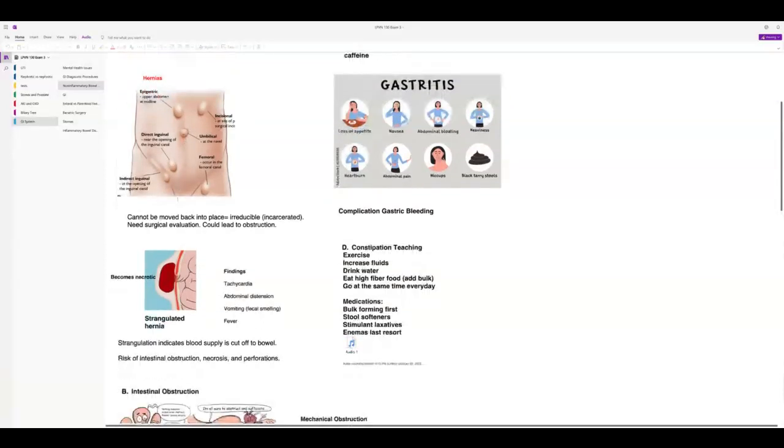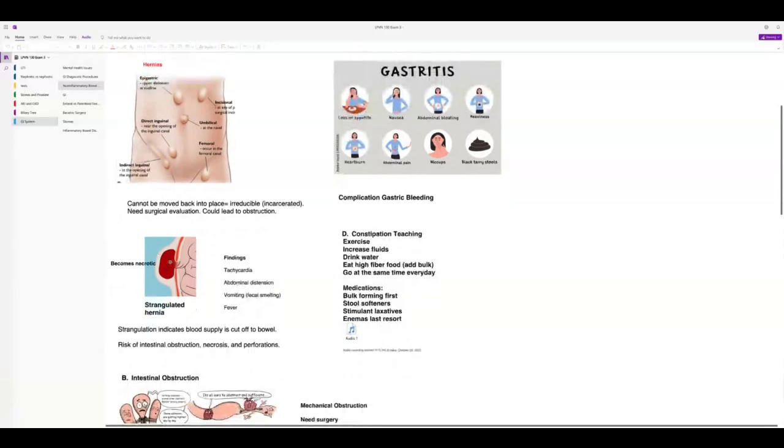So this is a strangulated hernia right here. So this loop of bowel has, I don't know if this is umbilicus or whatever, but this loop of bowel has slipped out of the peritoneum, and this is going to become necrotic. Okay, that's what we worry about. Anytime you have like a purplish or a blackish kind of color, you worry it's necrotic.